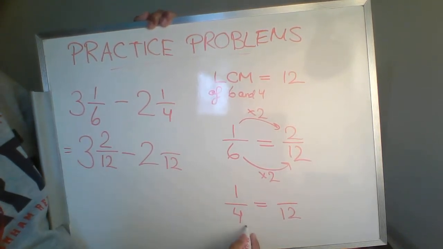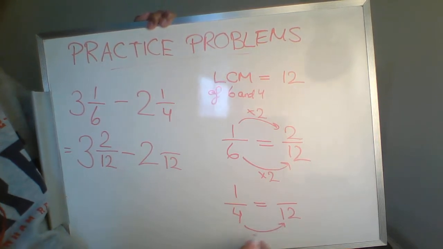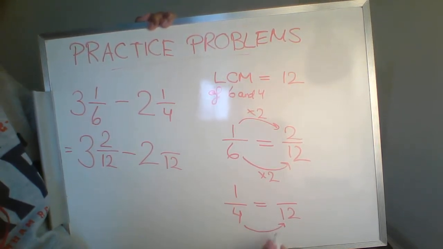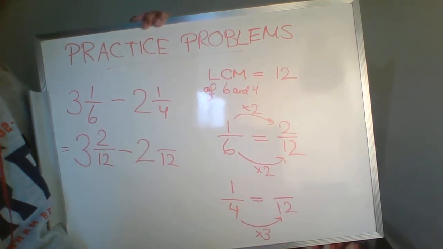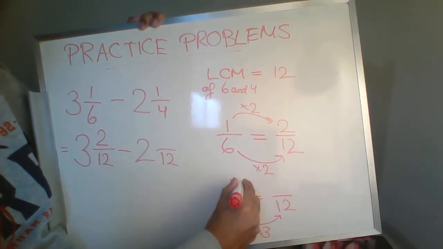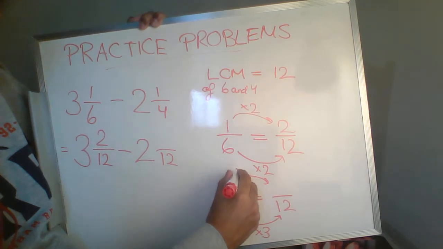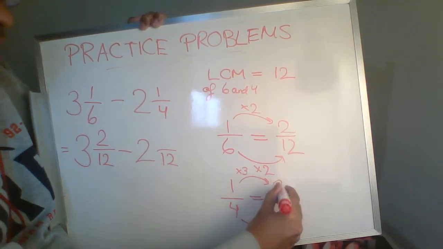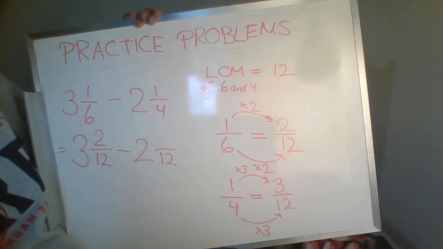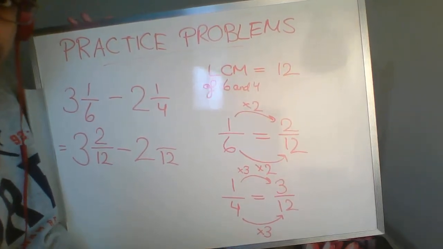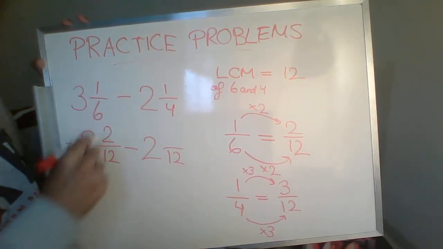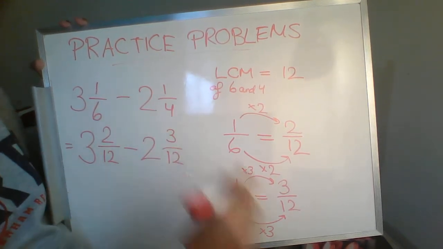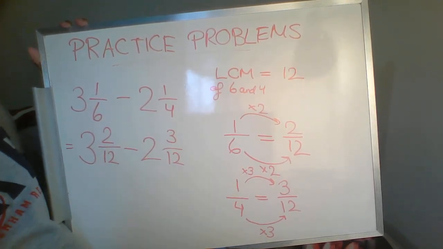Now, in the other denominator, we have the same idea, but instead of a 6, it's a 4. So we ask ourselves, what do you multiply 4 by to get to 12? And that is going to be 3. So whatever we do to the bottom, we have to do to the top as well. We do 1 times 3, and that will give us 3/12. So that way, we've converted both fractions. We've converted 1/6 into 2/12 and 1/4 into 3/12.